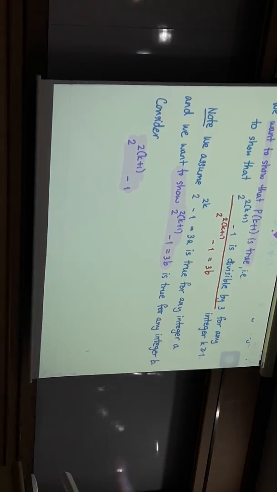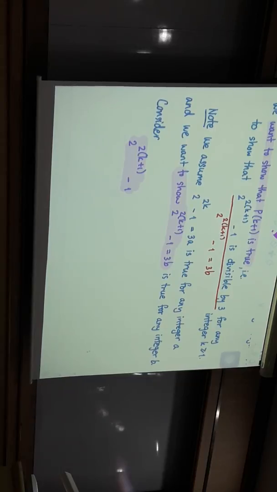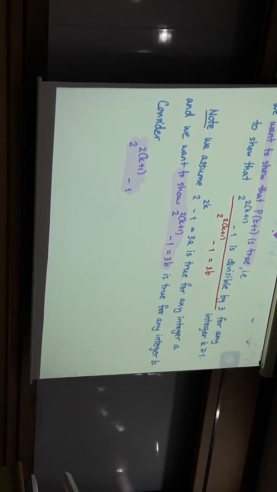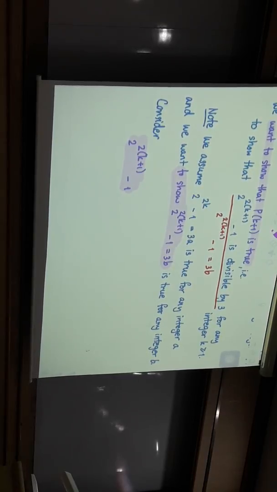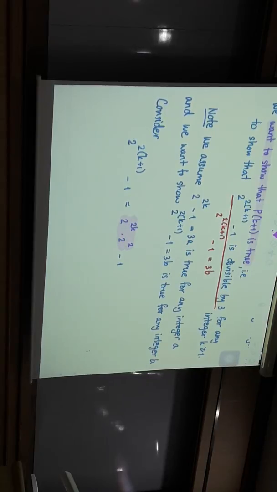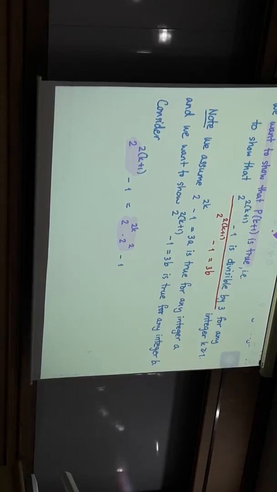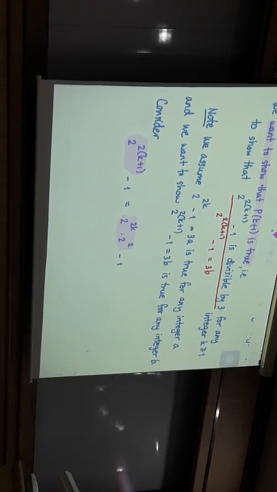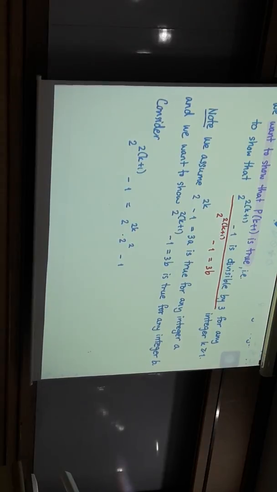And what should we have on the right? 3b. Okay, 3b. And b can be any integer. Okay, so now we want 3b on the right-hand side. So you do whatever it takes until you get 3b. Okay, but keep in mind b can be any integer. So we start with that one on the left. So from the left-hand side, what we have is 2 to the power of 2k times 2 to the power of 2. Just this part. Do you agree? Okay.